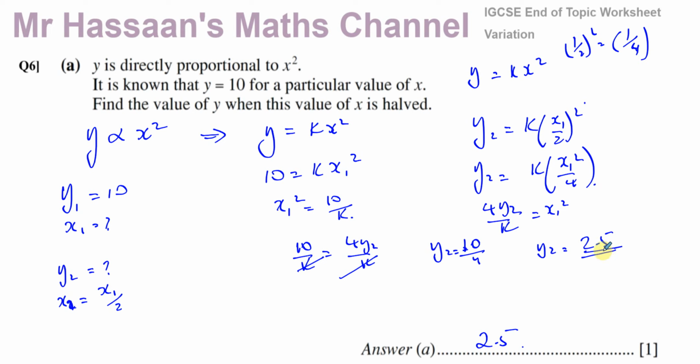That's the value of y when the value of x has been halved, which is a quarter of what it was. So you can do this algebraically, or you can think logically, which is probably the easier way of dealing with it. So there's the answer for 6 part A, as one of the students asked me to do.